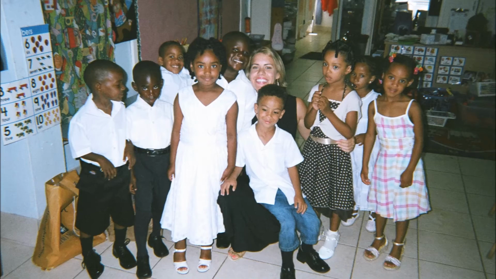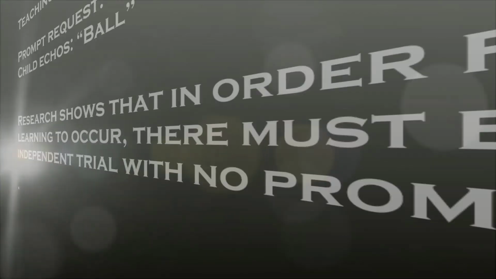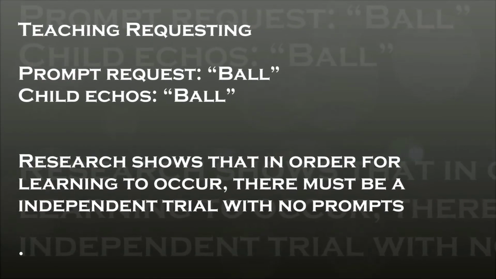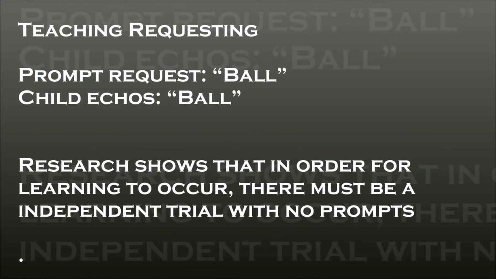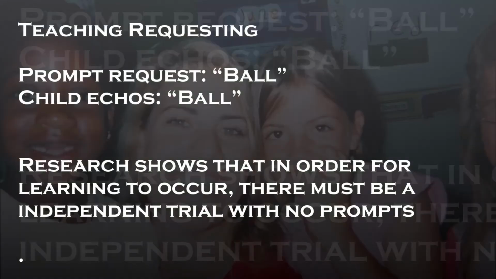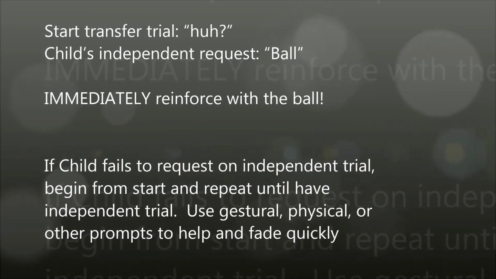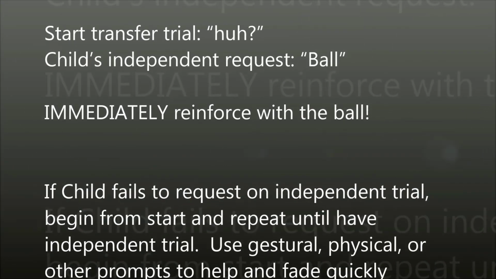What this would look like is you're going to prompt the child to say the word or point to the picture that you would like. So for example, if it's a ball the child wants, you're going to tell him, "Say ball." The child echoes, "Ball." And research shows that in order for learning to occur, there must be a transfer trial. What this will mean is you're going to say, "Huh?" And the child will have to independently request ball. You're going to immediately reinforce with the ball.